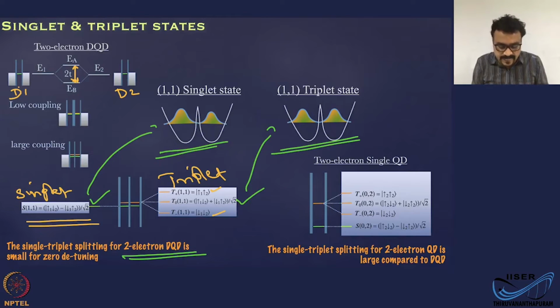with zero detuning. But you can also have the singlet and triplet state for a 2-electron single quantum dot, as shown here. Okay. So here you have 2 electrons in a single dot.